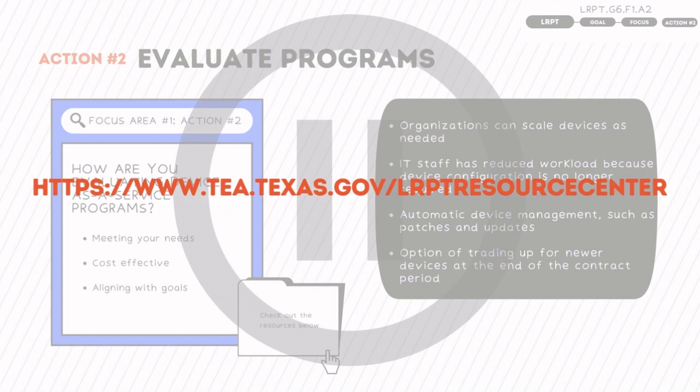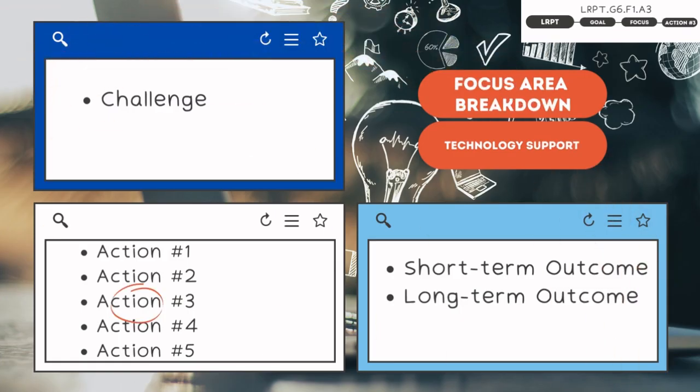Pause the video here and use your workbook to write how you are currently evaluating these services in your district. Now let's move on to action number 3.